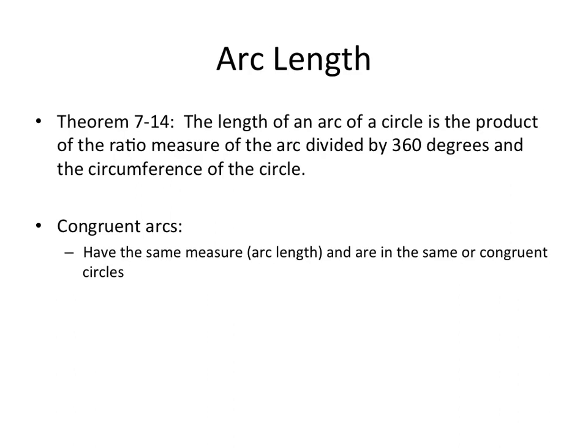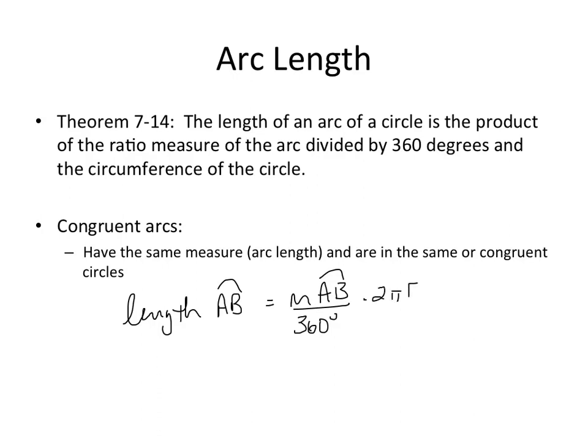Another thing we want to talk about is arc length. Theorem 7-14 says the length of an arc of a circle is the product of the ratio of the measure of the arc divided by 360 degrees and the circumference of the circle. Okay? So this one was a little bit tough to write out before I started. So the length of an arc, call it AB, is equal to the measure of AB, meaning the degree measure, divided by 360 degrees, times 2 pi r.